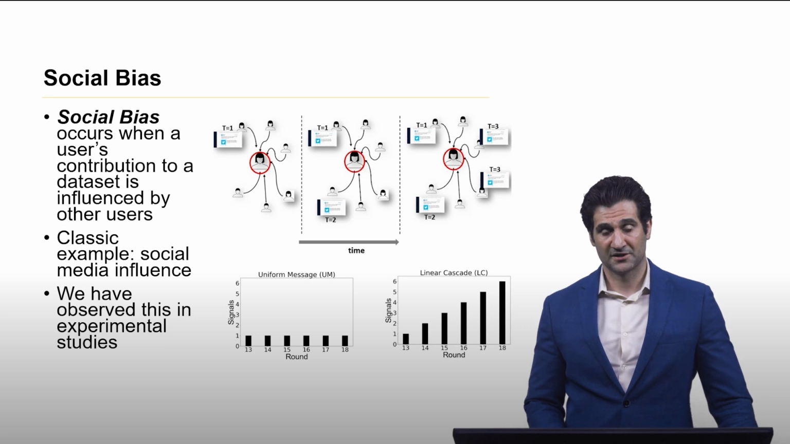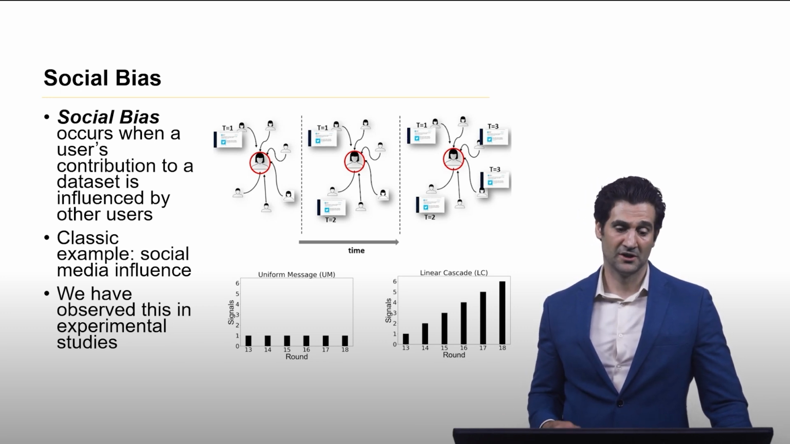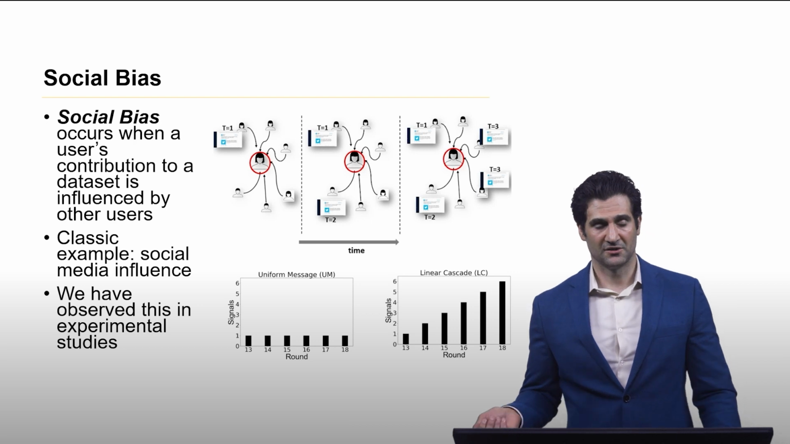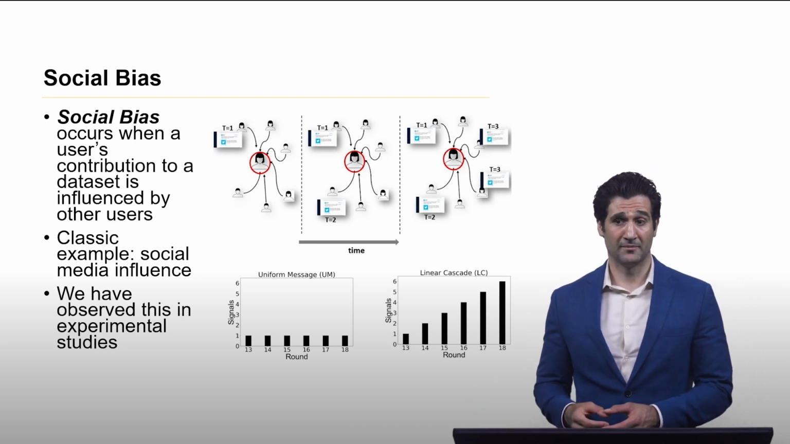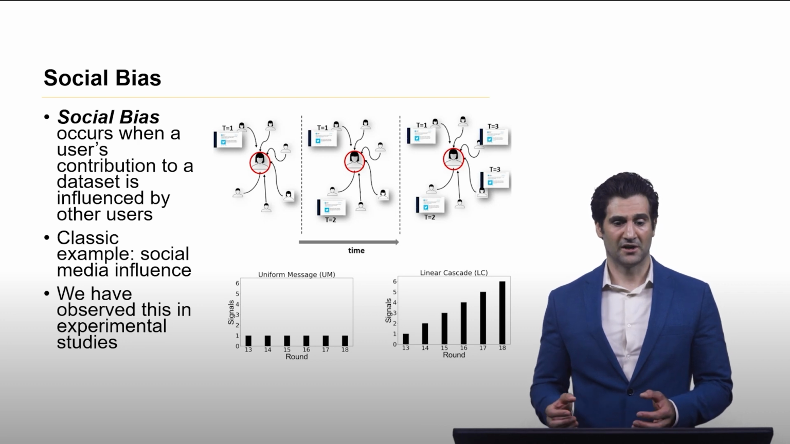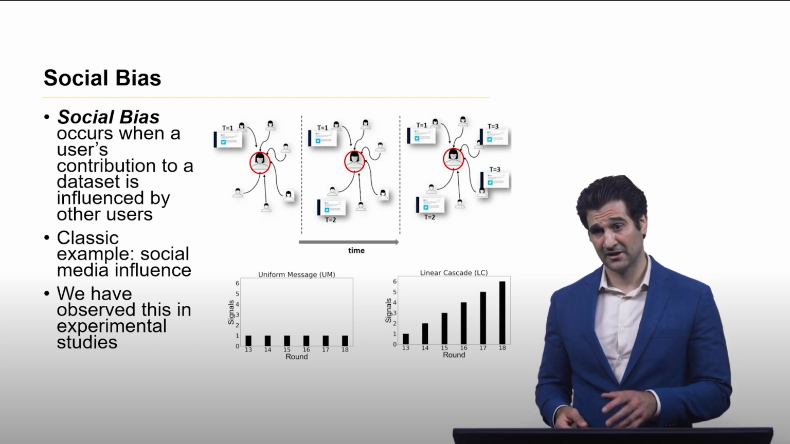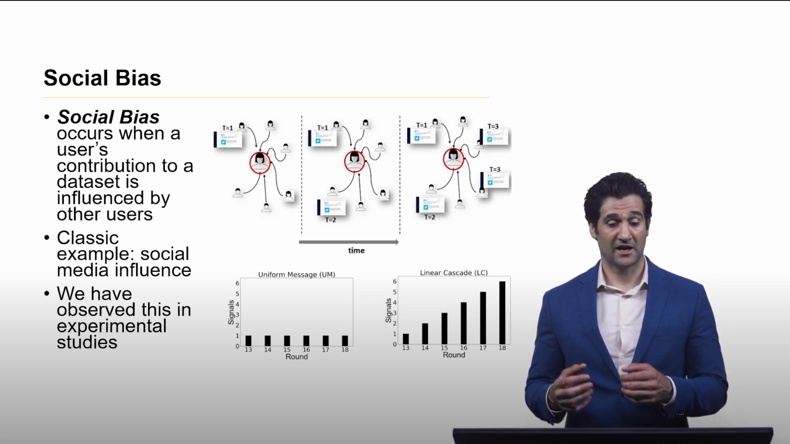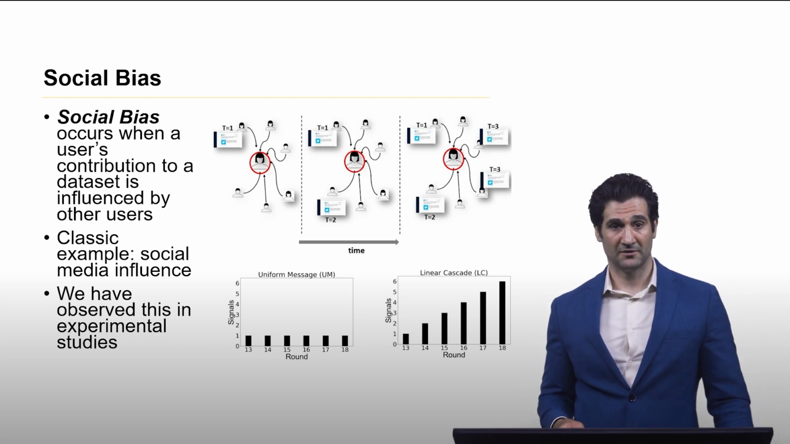So social bias is a really interesting one, and we've actually studied this a lot here at ASU. This occurs when a user's contribution to the data set is influenced by other people. You can think of examples like: I'm about to give a company a really bad review on Yelp, but then I see many other people gave it good reviews, and I moderate my input. I give it a higher score than I originally intended because I looked at what the other people did.